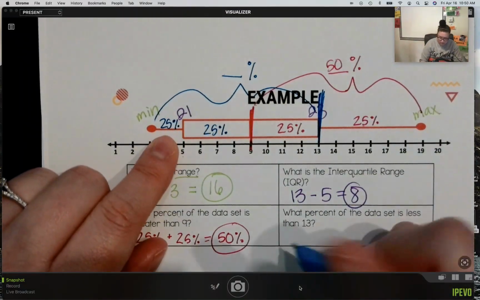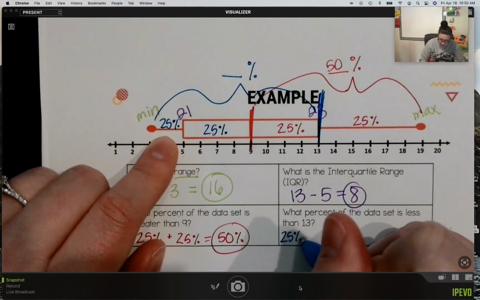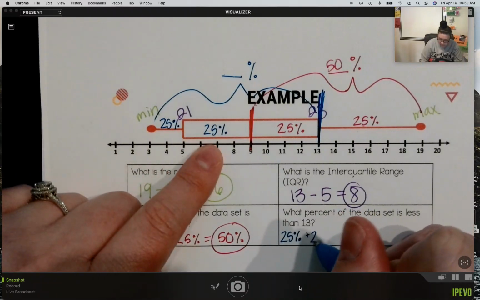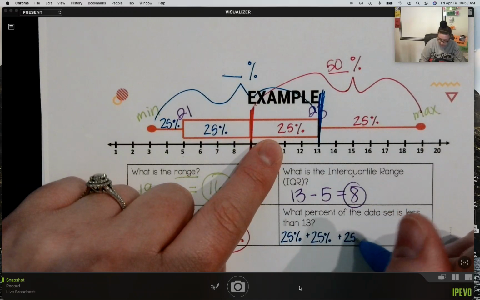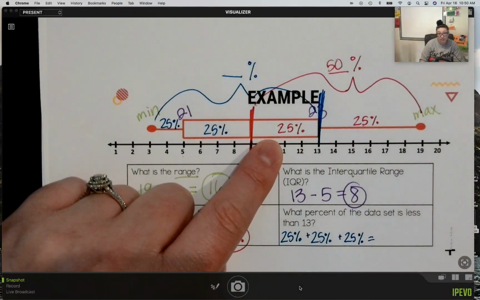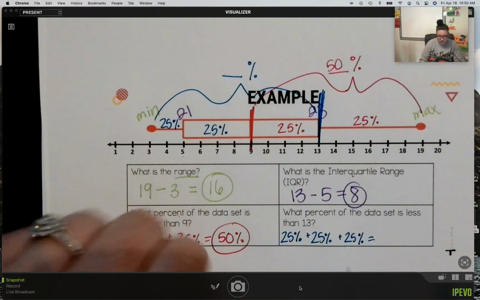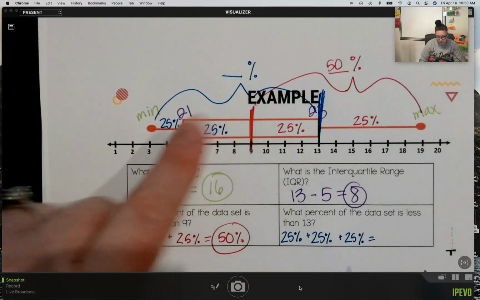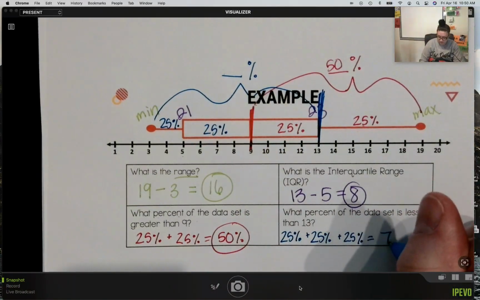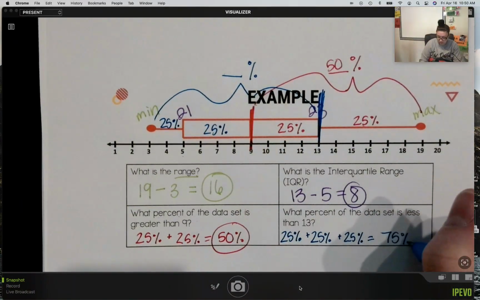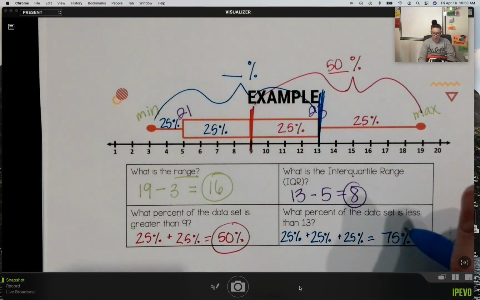So we need to add 25% plus 25% plus 25%. Think about it like money. Think about it like quarters. If I have 3 quarters, if I add 25% 3 times, what's that going to give me? 75%, or 75 cents if you're thinking about quarters.